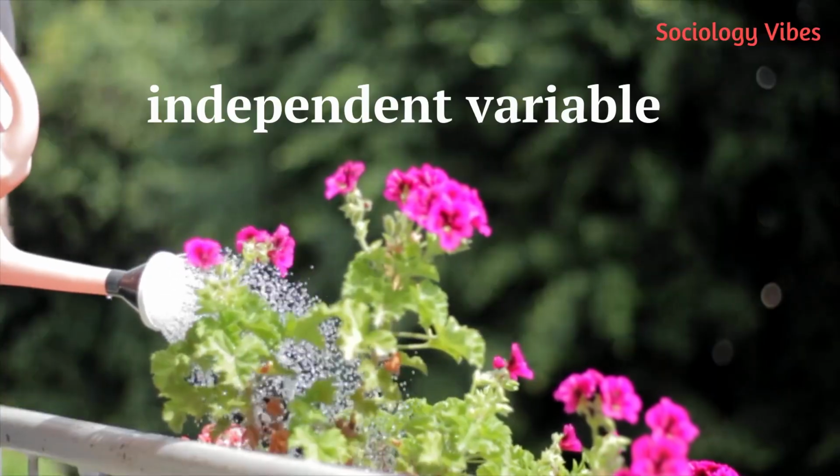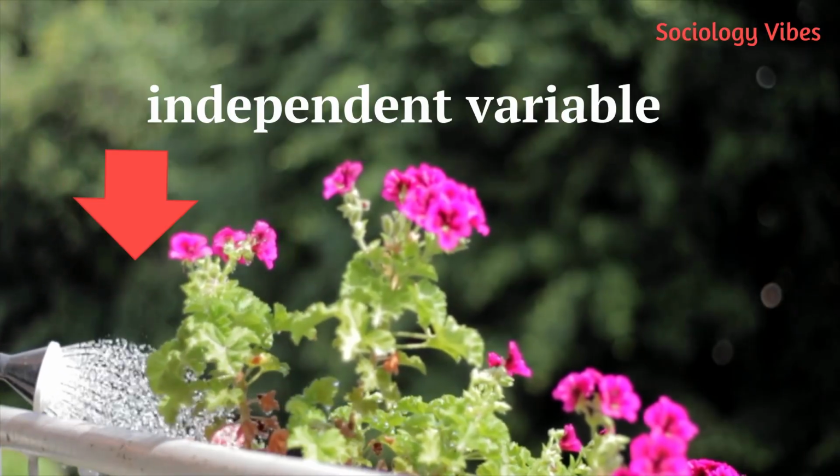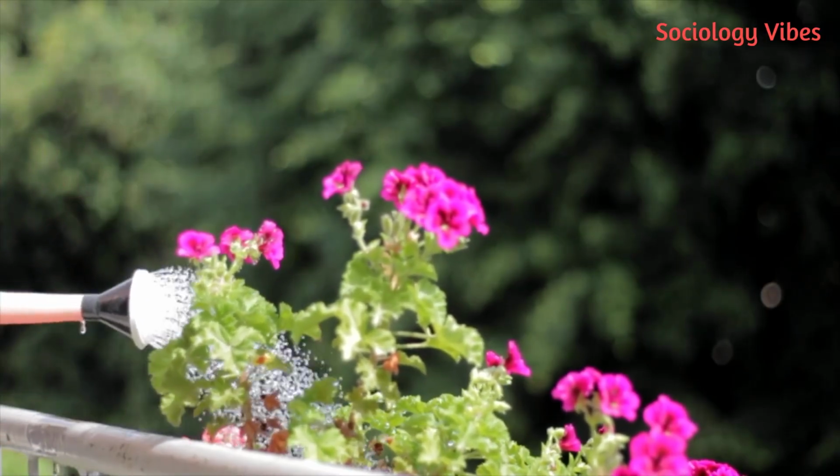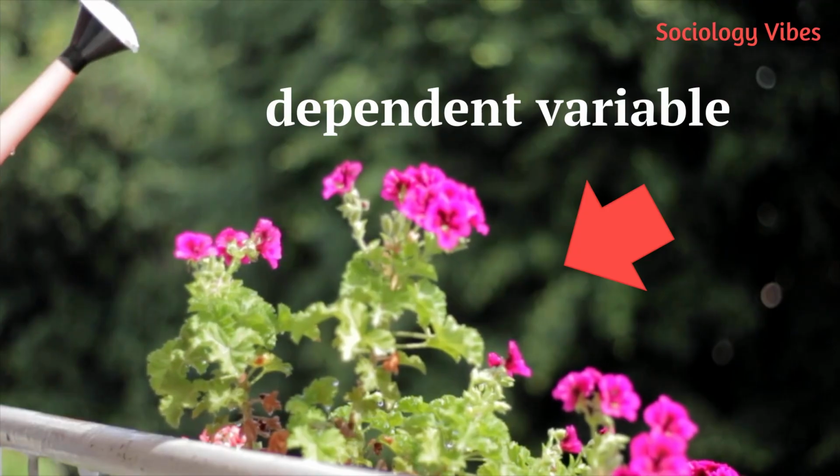An independent variable is what causes a change in the relationship between variables in a hypothesis. A dependent variable is the outcome that is measured. Let's start with a basic example that will help you later identify independent and dependent variables in more complex hypotheses.